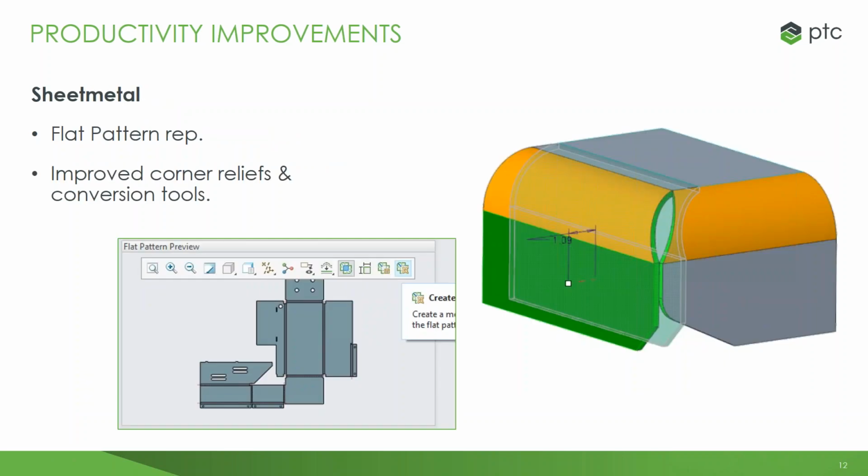As far as sheet metal goes, the flat pattern representation has been simplified. So now you can easily switch from a bent to a flattened state when modeling a sheet metal part. And also, we've improved upon the corner reliefs and conversion tools as well. And that's just going to provide for more geometrical solutions. And on top of that, the conversion tool now supports the conversion of solid parts into sheet metal pieces, even if the part contains a non-uniform thickness. So you're going to run into fewer troubles when dealing with parts that were created poorly to begin with.